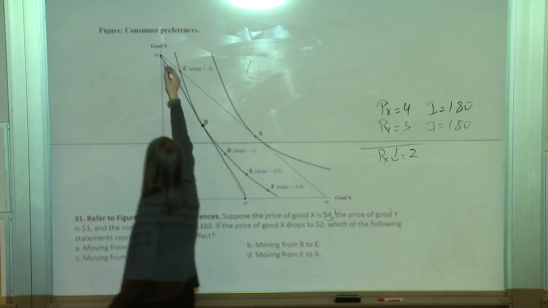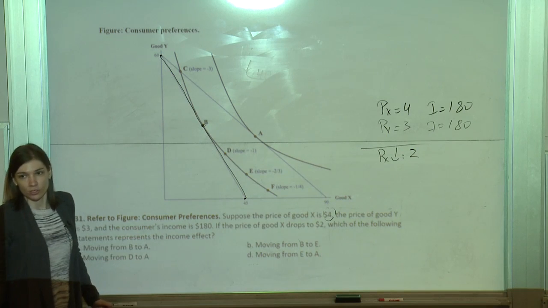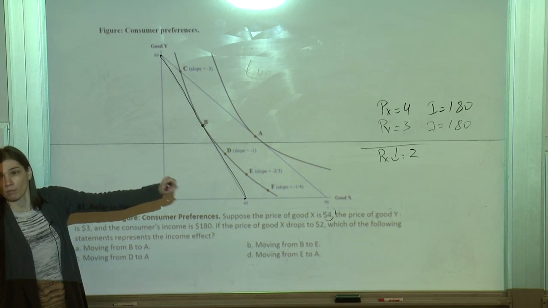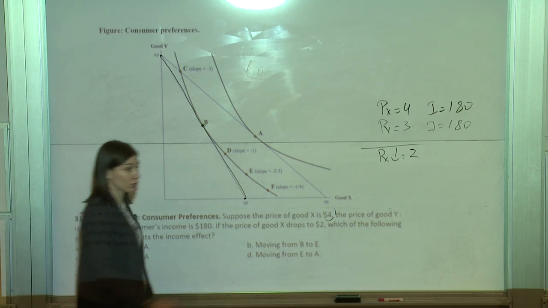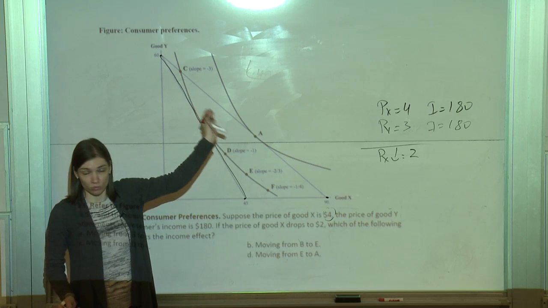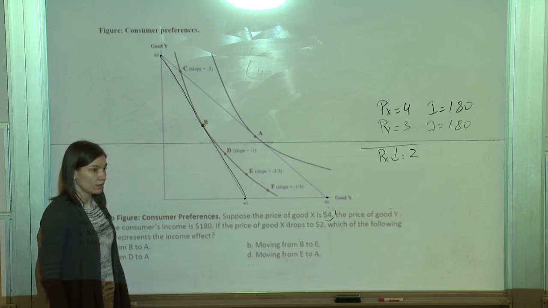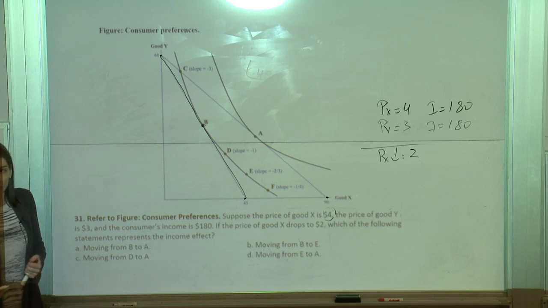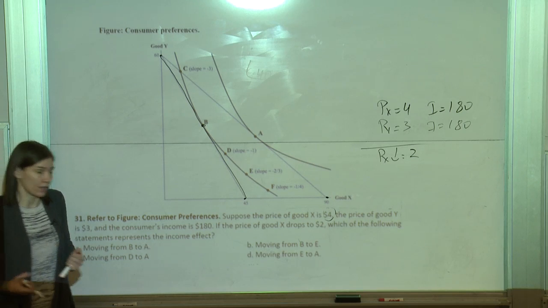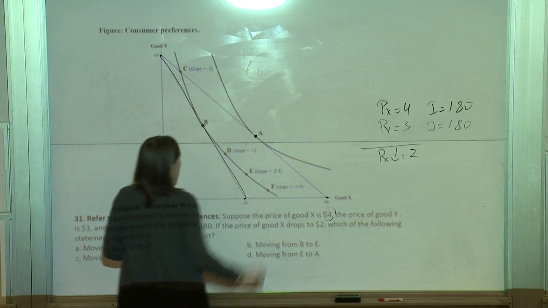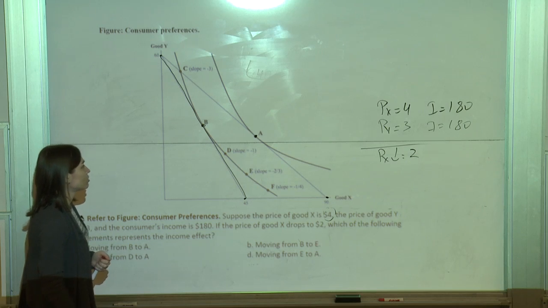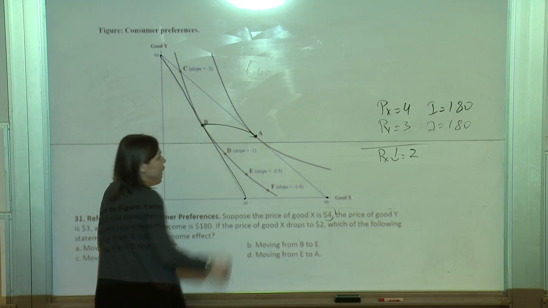So this intercept is the same, because the price of Y didn't change. However, because the price of X went down to 2 with 180 bucks, now we can buy 90 of this if we want to spend all our money on it. So basically, we're moving to the other budget line. What's going to be our consumption bundle then? A, for sure, right? We're going to be here. All right, good. So now we're going to end up from B to A.